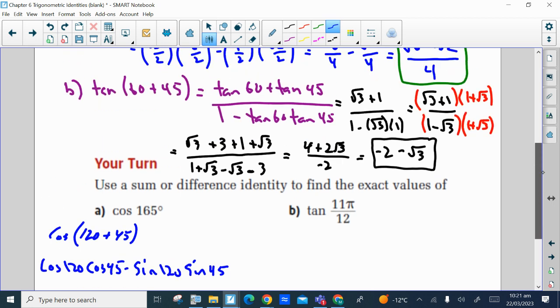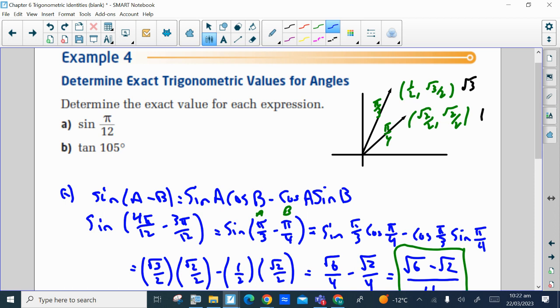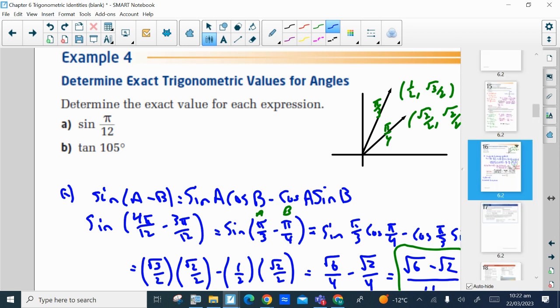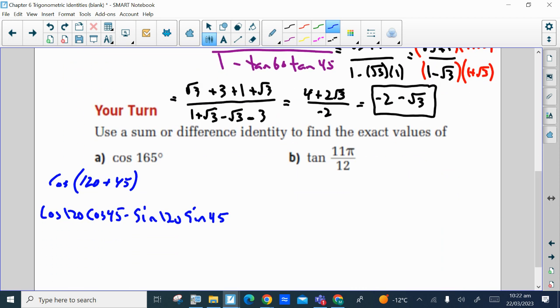So, cosine of 120, that has a reference angle of 60 degrees. And it's in the second quadrant, which is our S quadrant when we use the cast rule. So the cosine is negative there. The cosine of positive 60 is a half. So the cosine of 120, again, has a reference angle of 60 degrees in the second quadrant, will be negative a half. The cosine of 45 is root 2 over 2.